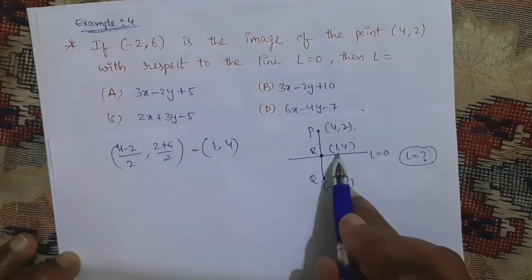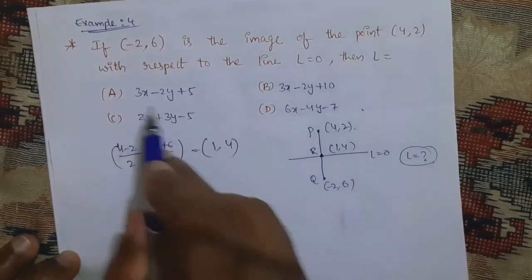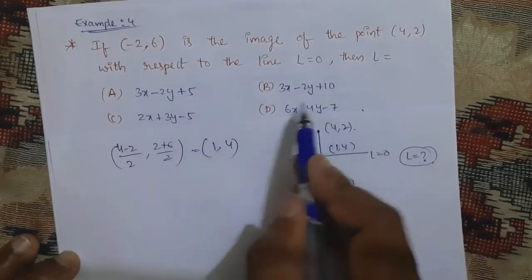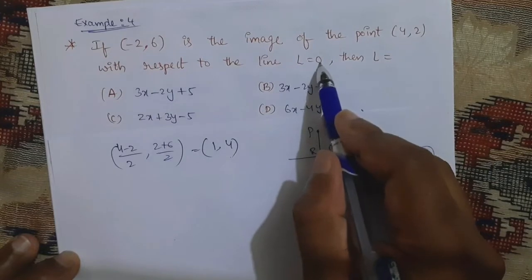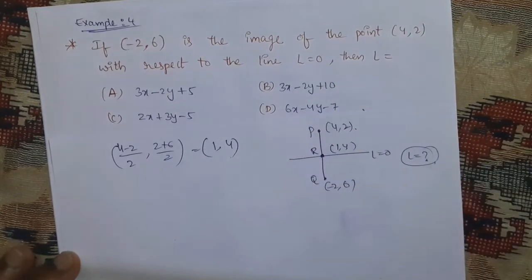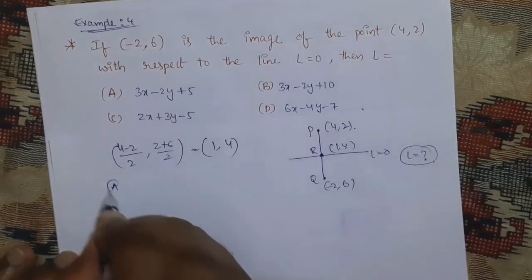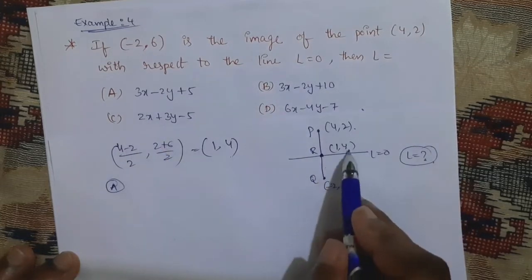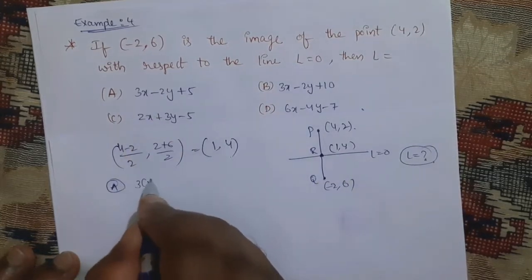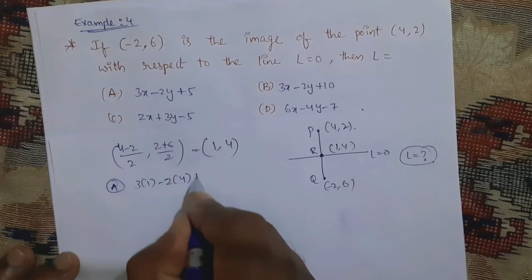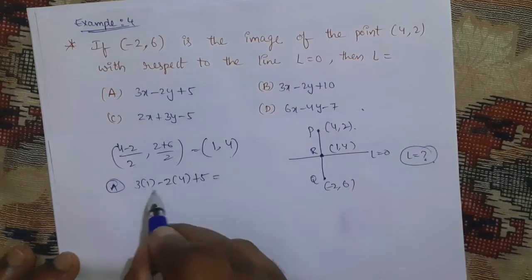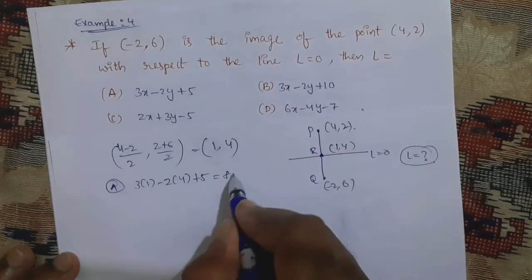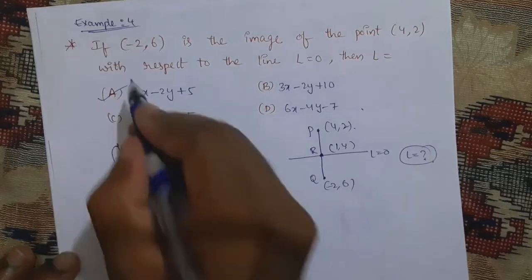Now by using this point (1, 4), we need to substitute it in the equation and get it equal to 0, as L = 0. That is our required line equation. So first we will verify option A. Substitute (1, 4) here: 3 into 1 minus 2 into 4 plus 5, which is 3 - 8 + 5, so 8 minus 8 equals 0. Option A is correct.